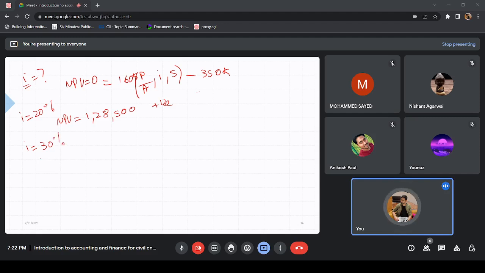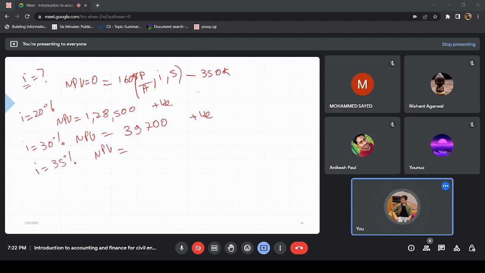So let's increase, and it is a big number. Let's increase by 10%. At i is equal to 30%, this comes to be 39,700. Again positive. So let's try it, but it is a smaller value now. So let's try 35%.